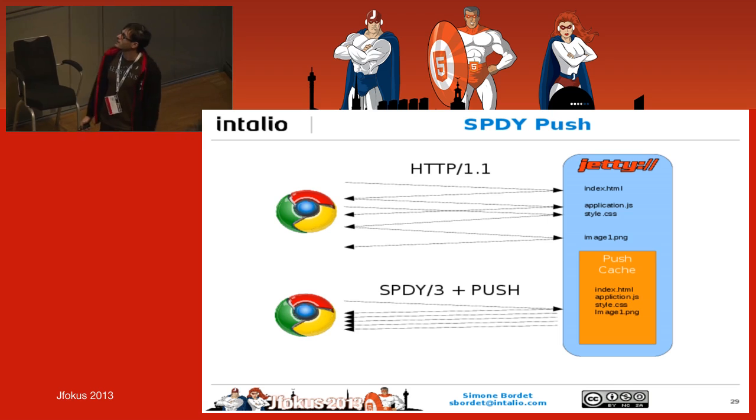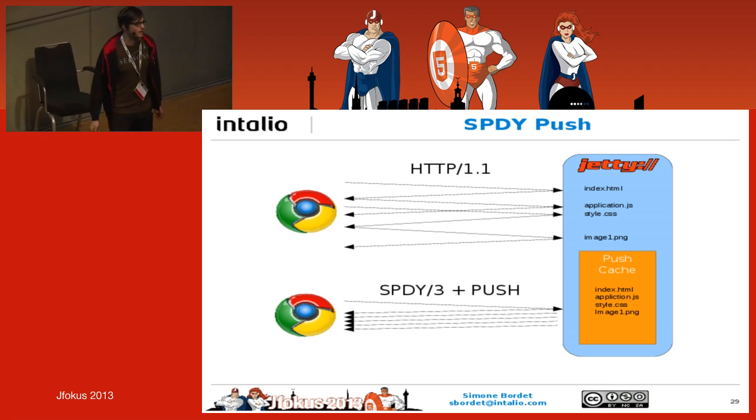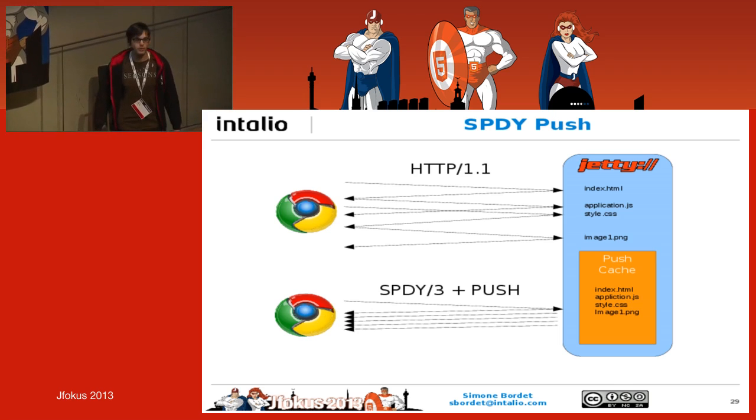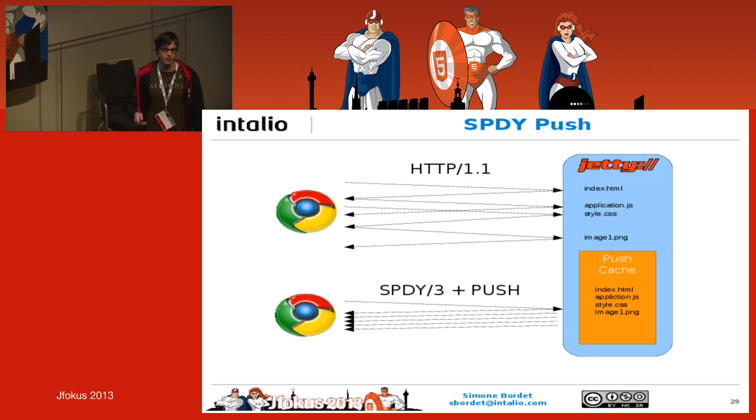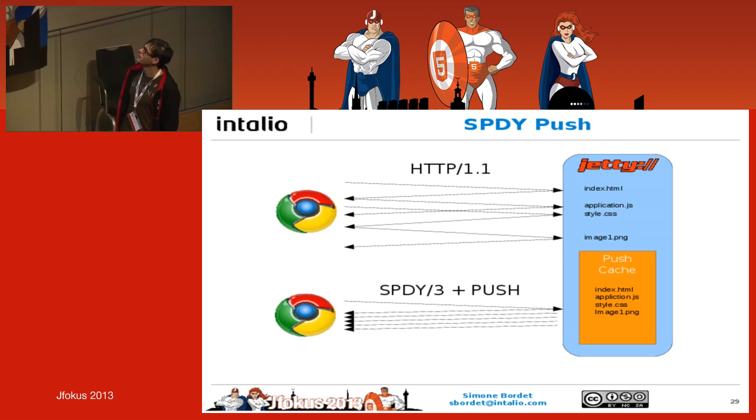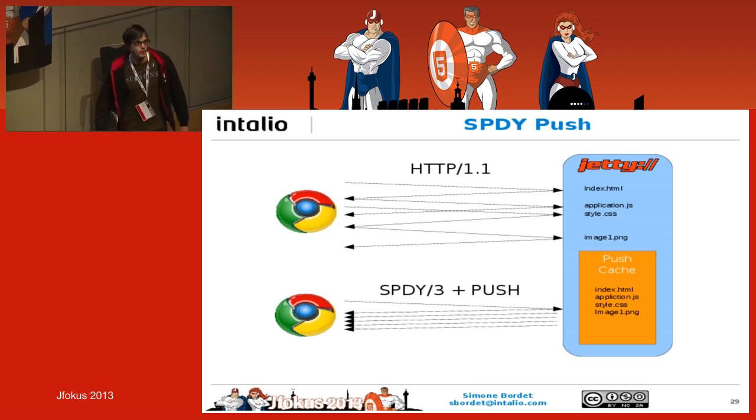Then it will parse application.js and it will parse style.css. It will notice that in style.css there is an image being referenced. So it has to do another request after it waited for the first 3 responses. It will do another request to image.png. So another round trip, which took time.